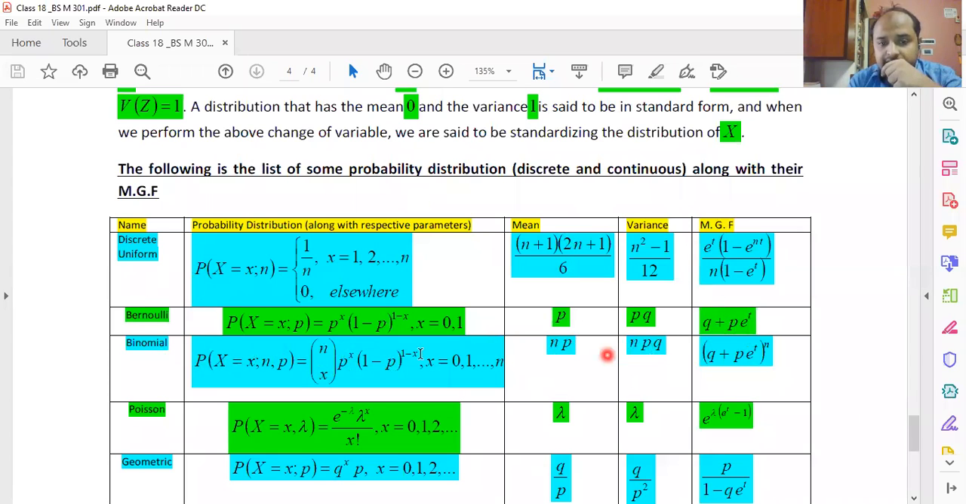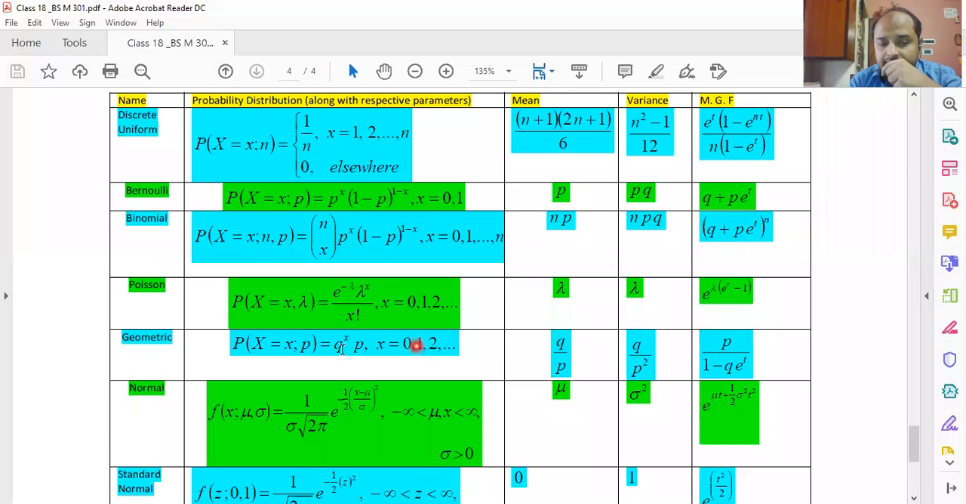Another distribution is there, it is called geometric distribution. It is of this particular form. Here the parameter is small p only, and the moment generating function is defined as p by (1 minus q into e to the power t). Its mean is q by p, its variance is q by p square.